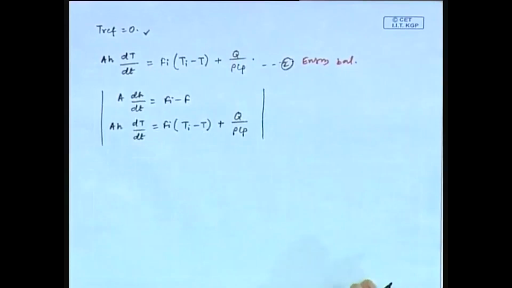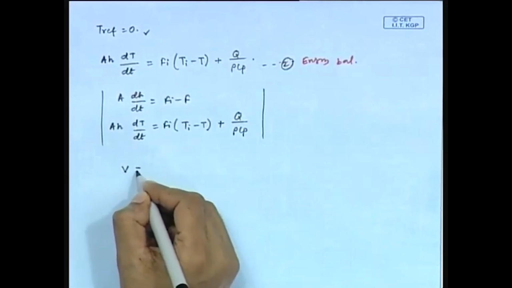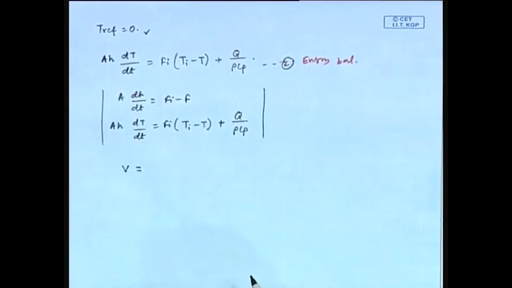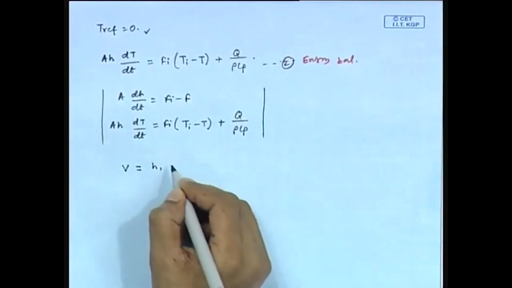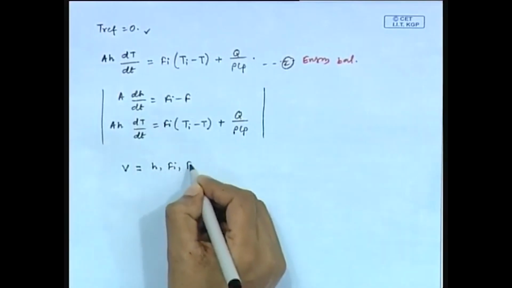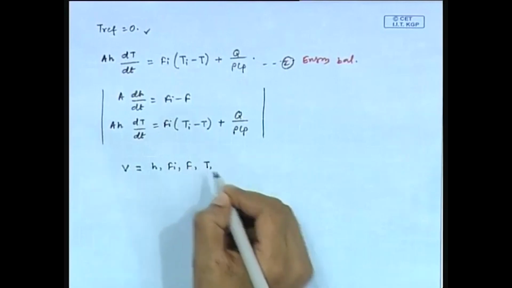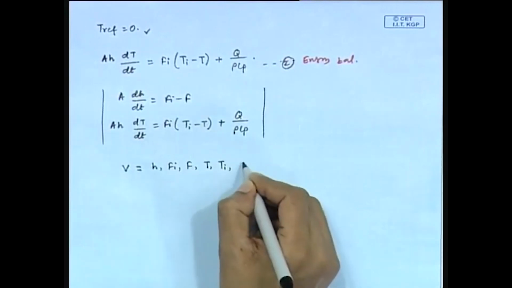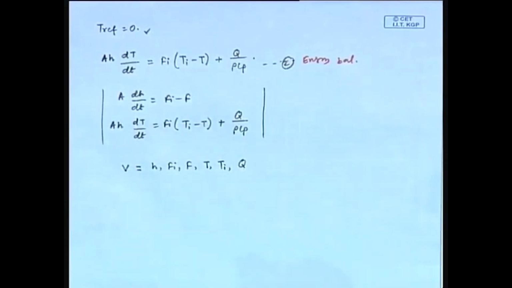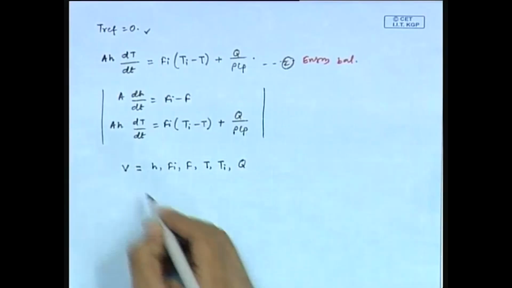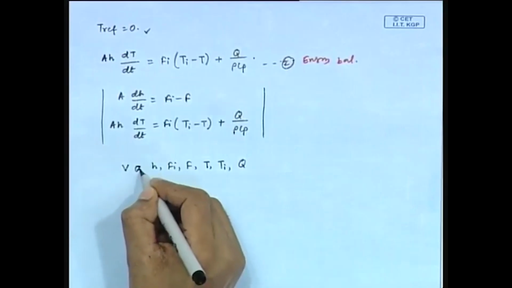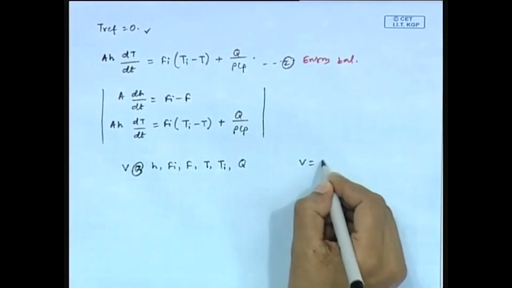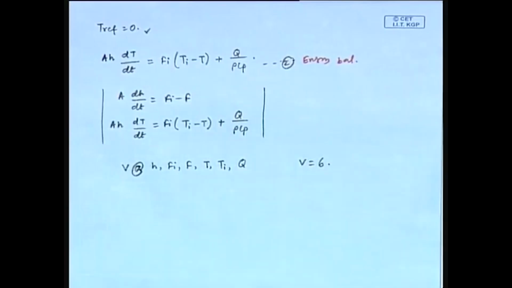Fine. Now, we will go for the degrees of freedom analysis. How many variables are involved in this equation? H, Fi, F, T, Ti and Q. Fine. So, these are the variables. We can write V equals 6. Agree or not? Agree. So, there are 6 unknown variables.